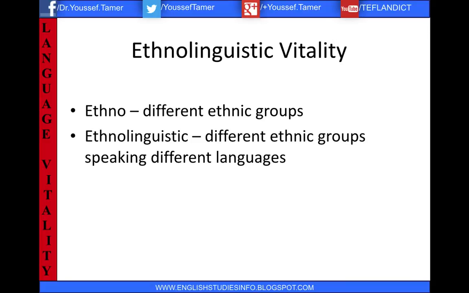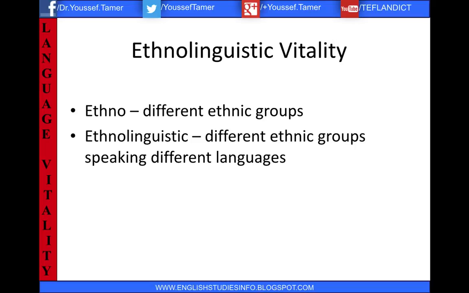You have ethnolinguistic vitality, and here we have this word ethnolinguistic. It is a combination of two words: ethno and linguistic. Ethno comes from ethnic background. Like if you say the Amazigh, it's one ethnic background, and we have the Arabs, another ethnic background, etc. We're talking about the races of people, their origins. And then we can talk about ethnolinguistic, which means different ethnic groups speaking different languages. And this is very much applicable to Morocco.